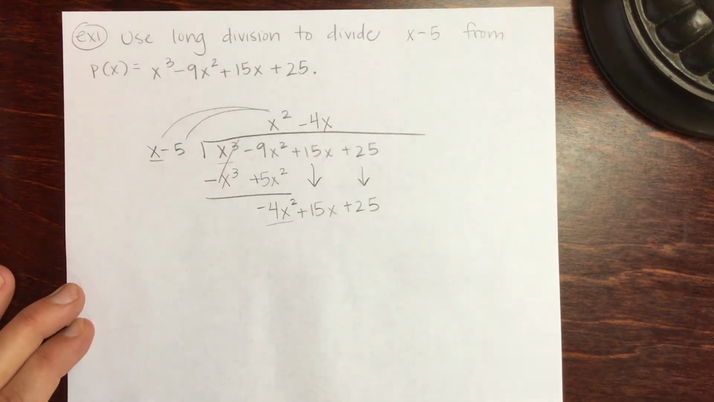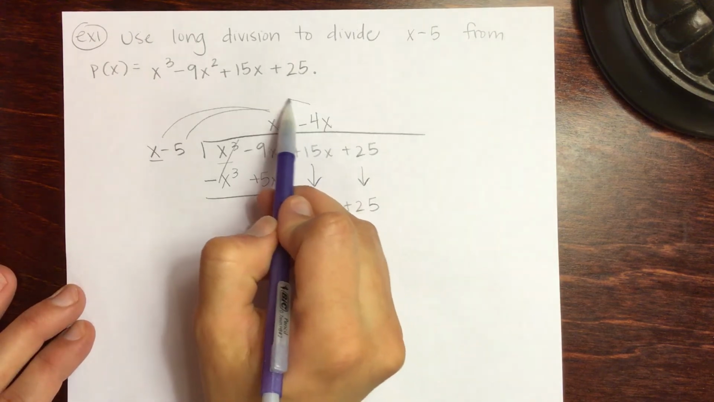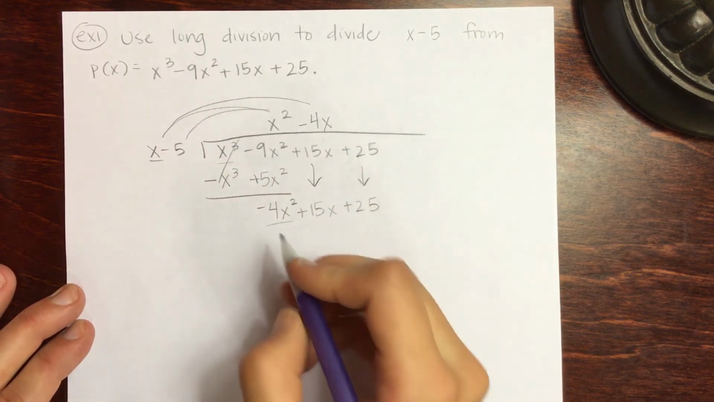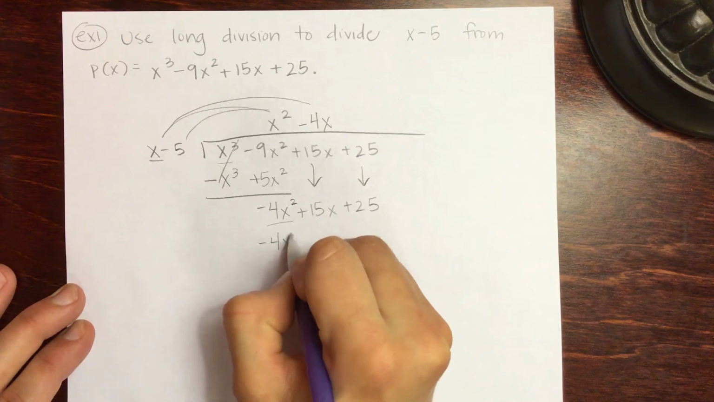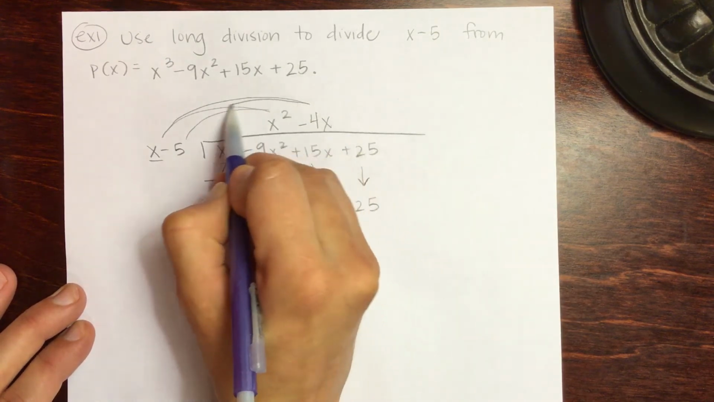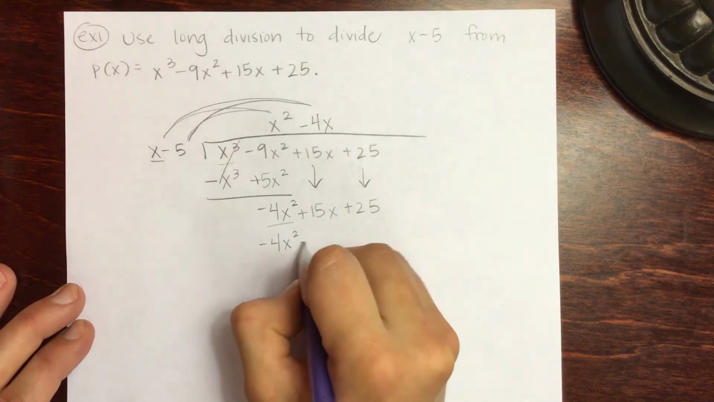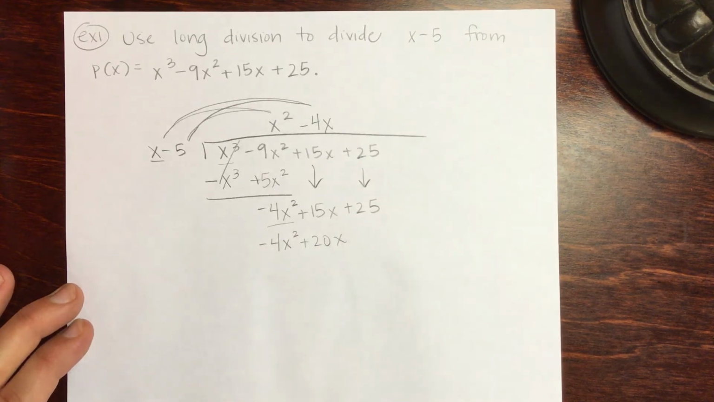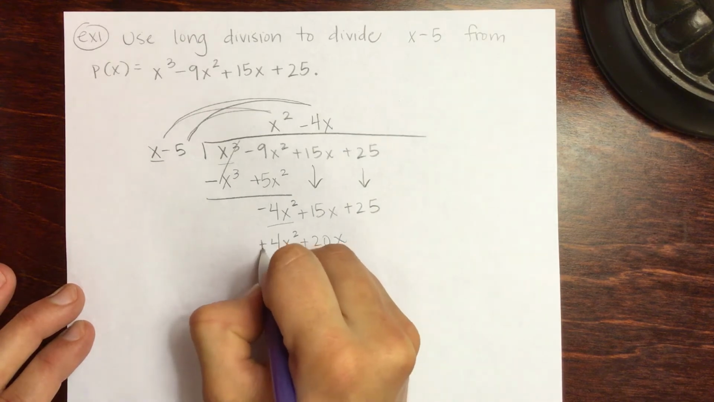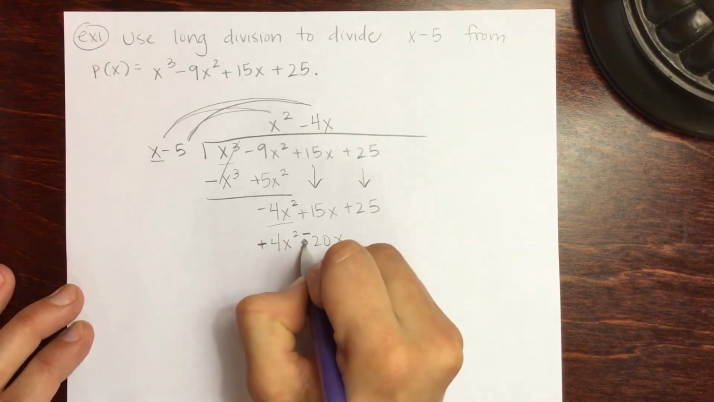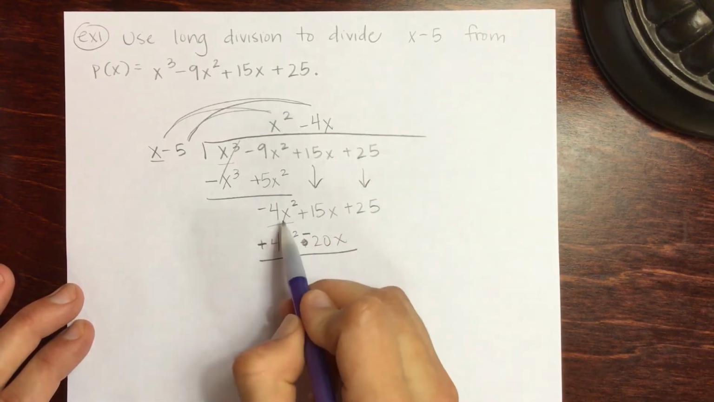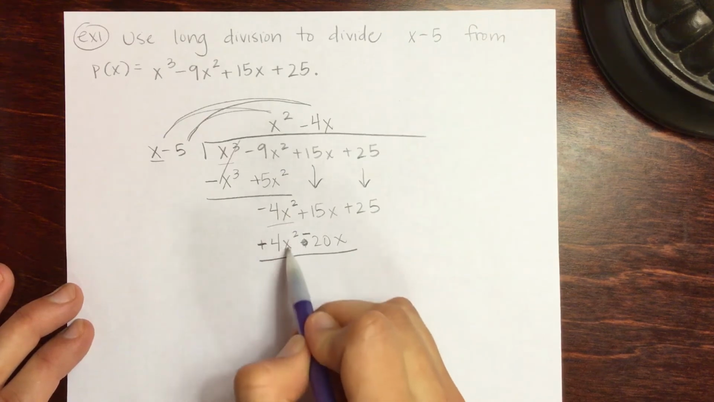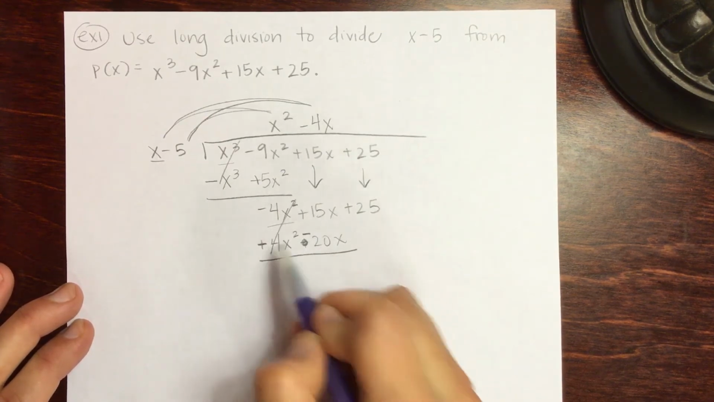Negative 4x. All right, distribute. So negative 4x times x is negative 4x squared, and negative 4x times negative 5 is positive 20x. Subtract. That means change these signs and add. Negative 4x squared plus 4x squared is 0, which was the whole point of that.